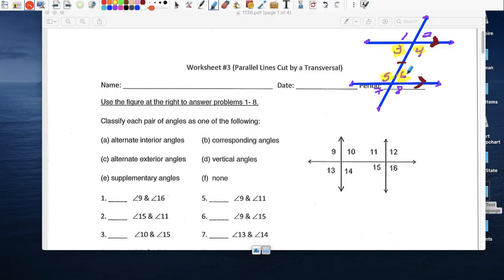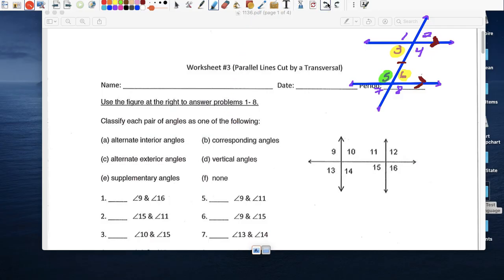So 3, 4, 5, 6 are the alternate interior angles. But to be more precise, 3 and 6 are alternate interior, and then 5 and 4 are alternate interior. So 3 and 6 have the same measurement, are congruent, they have the same degree measurement, and 4 and 5 also have the same degree measurement. So they're called alternate interior angles.